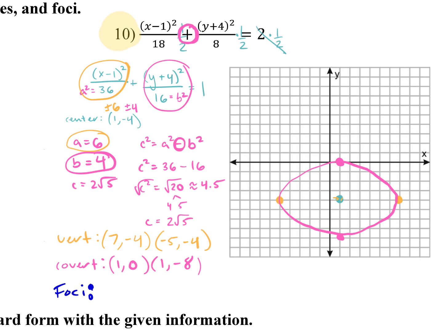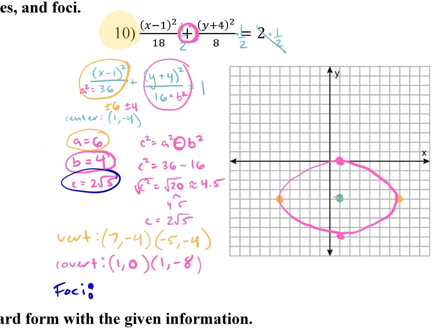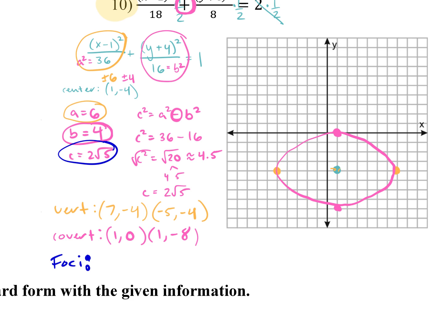Which way would the foci go? Up and down or left or right? Up and down. It'd go, no, left and right. Because foci are always on the major axis. So they're also going to go left and right because our major axis, the longer axis, is horizontal here. So I'm going to go to the left and the right, 2 square root 5, which we said is about 4.5-ish. So I'm going to go to the right 4.5-ish and to the left 4.5-ish.